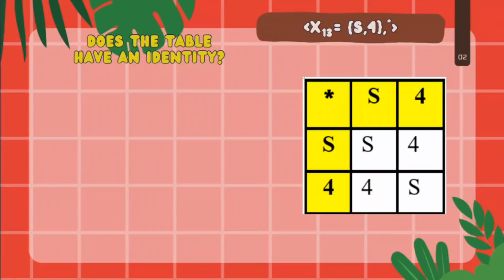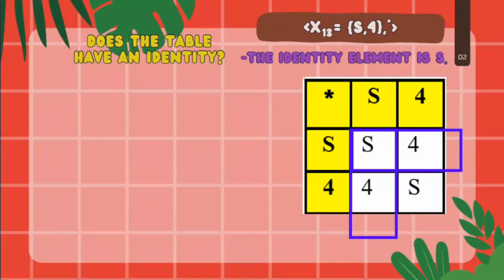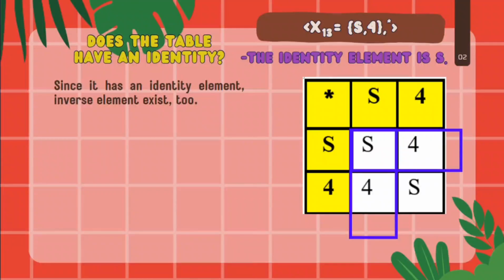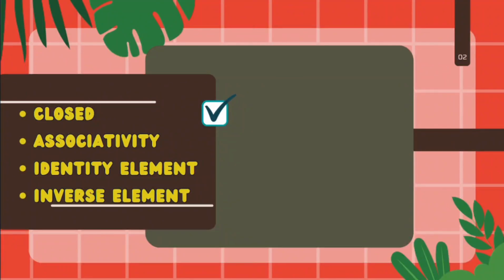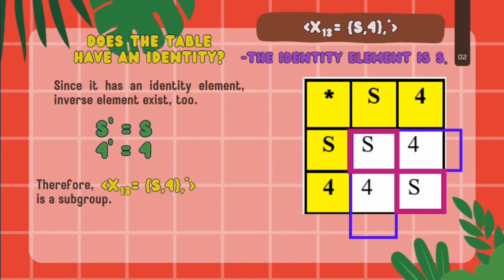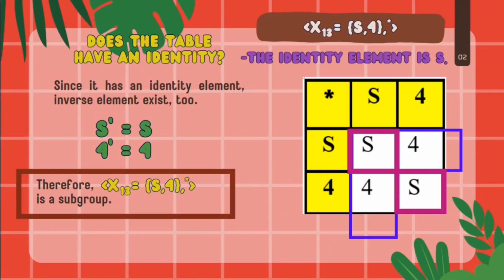Does the table have an identity? Yes, the identity element is the element S. Since it has an identity element, inverse elements exist too. So the inverse element of S is S. The inverse element of 4 is 4. And as you can see, the x sub 13 is closed, associative, has an identity element, and of course, it has an inverse element. Therefore, the x sub 13 is a subgroup.